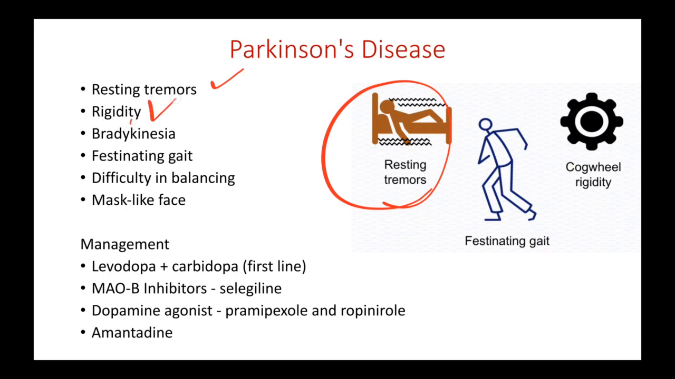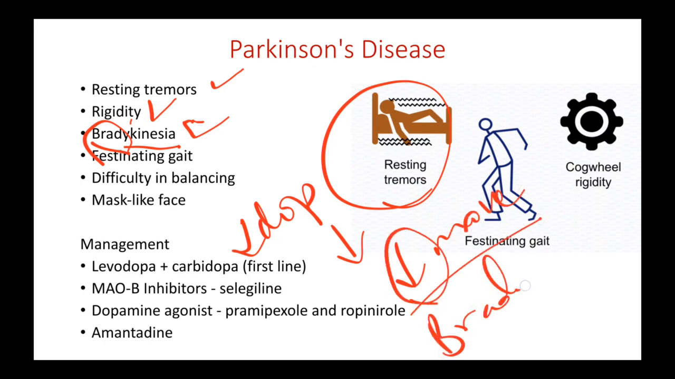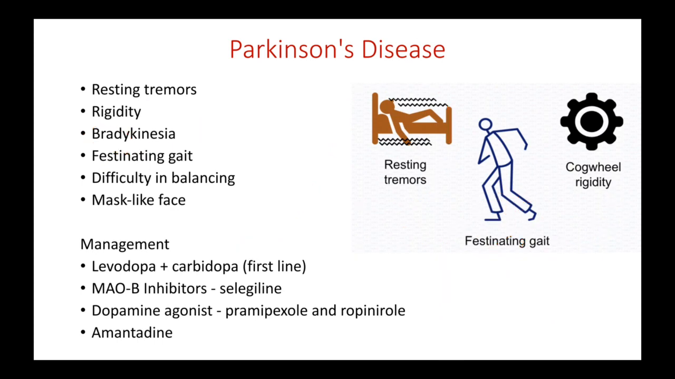Rigidity, that is the patient is rigid, he's not able to move the different parts of his body freely. Bradykinesia: brady is nothing but decreased and kinesia is movements. Because of decreased dopamine, the patient is going to have decreased movements. And the patient is going to have festinating gait, that is an abnormal gait. When he is walking, you'll clearly know that he's not walking normally.